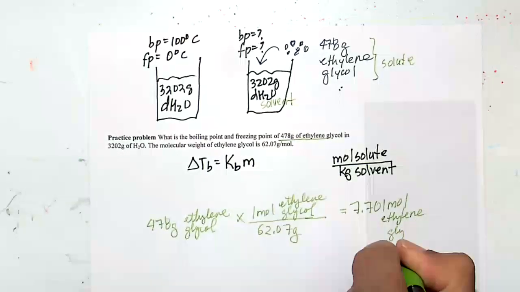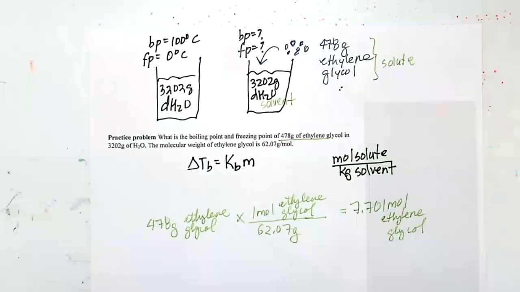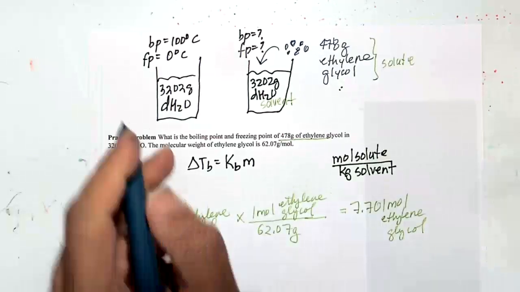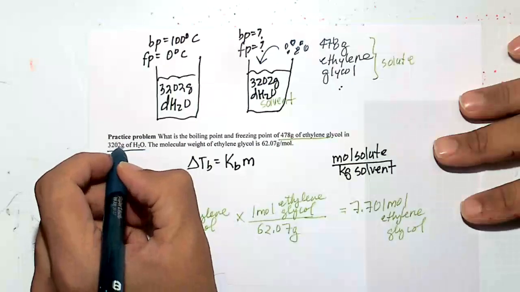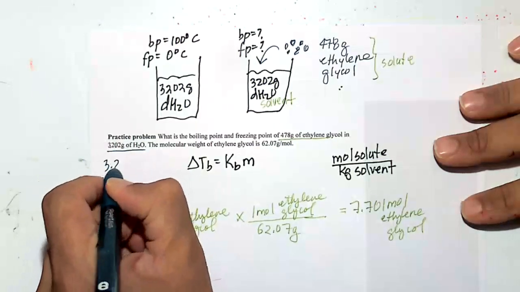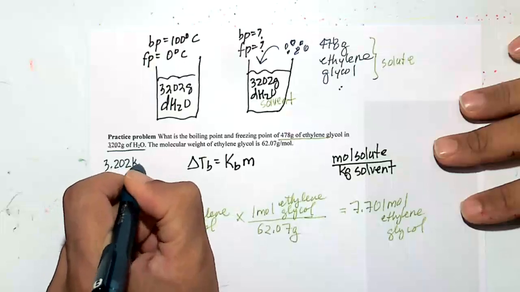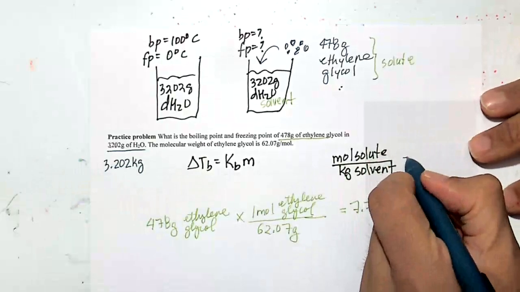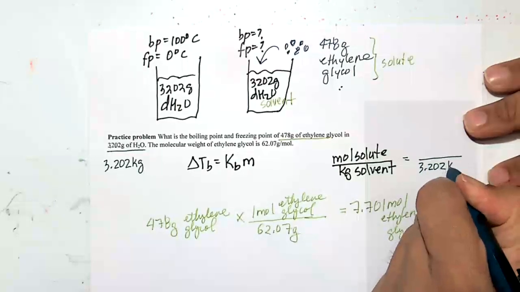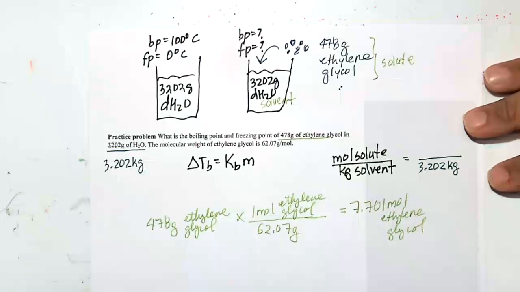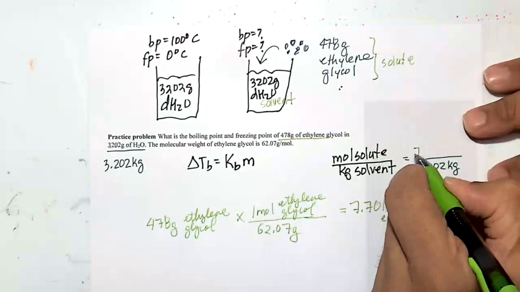This is our solute, remember. What is our kilogram of solvent water? We'll just move this decimal 3 to the left. 1, 2, 3. I'm getting about 3.202 kilograms of water. So this is going to be about 3.202 kilograms, and this is going to be about 7.701 moles.